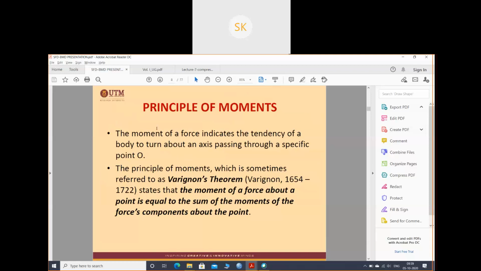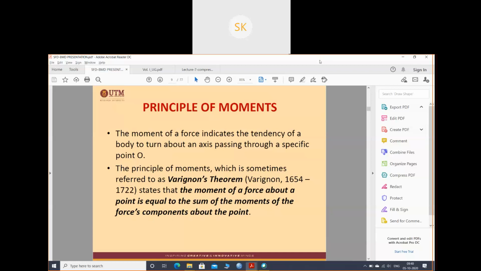So, the principle of moments. The moment of a force indicates the tendency of a body to turn about an axis passing through a specific point O. The principle of moments, which is sometimes referred to as Varignon's theorem, states that the moment of a force about a point is equal to the sum of the moments of the force components about that point.